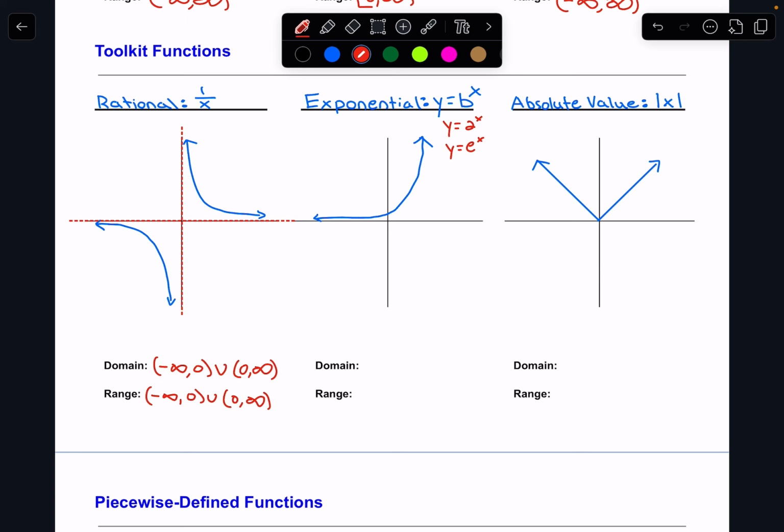But what you need to know about this graph is that the exponent is the variable. So the letter x is the exponent. It's not on the bottom of the function. It's not the base of the function. So exponential functions have the variable in the exponent.